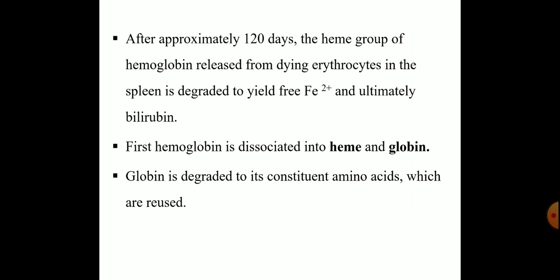After approximately 120 days, the heme group of hemoglobin is released from the dying erythrocytes in the spleen and is degraded to yield free Fe2+ and ultimately bilirubin. First, hemoglobin is dissociated into heme and globin. As hemoglobin is a conjugated protein, it consists of both a protein part and a non-protein part. The protein part is called globin and the non-protein part is called heme. The globin is degraded to its constituent amino acids, which are reused or reutilized.